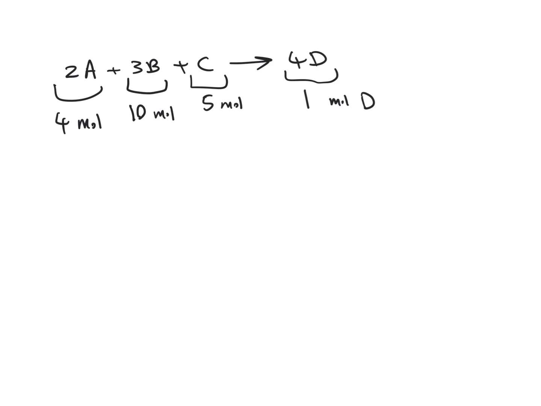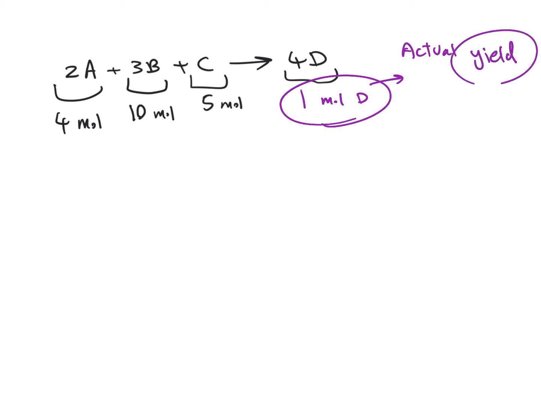If I give you the same question, and I say 4 moles of A reacts with 10 moles of B and 5 moles of C, what is the actual yield? We don't know, right? Because you don't know what was going on when someone was doing this reaction. So actual yield I should give you, and I write that here, 1 mole of D, that is the actual yield. And remember that yield is the amount of product.